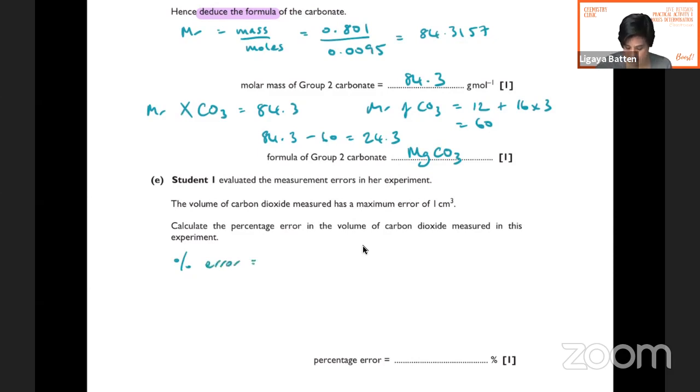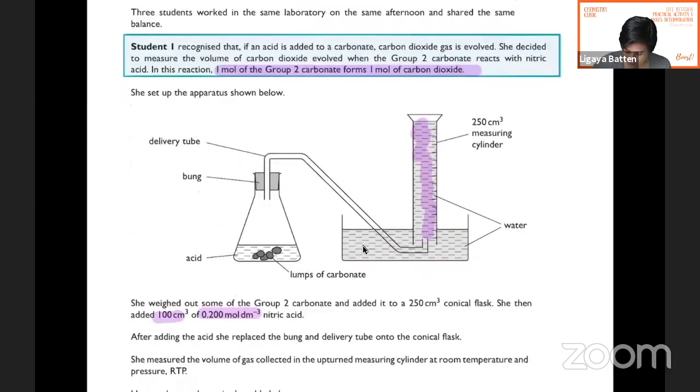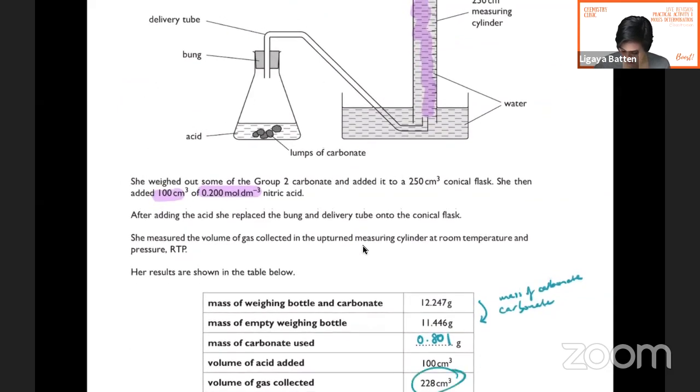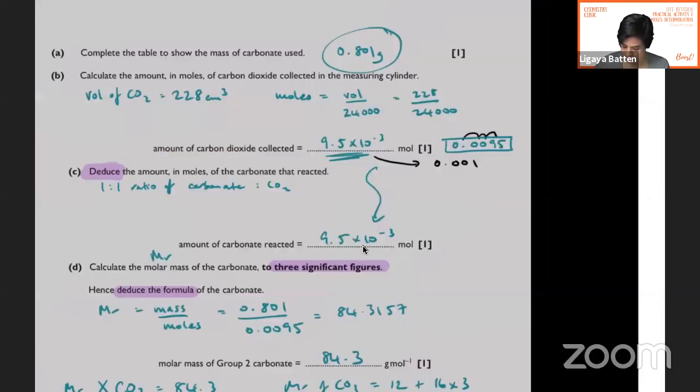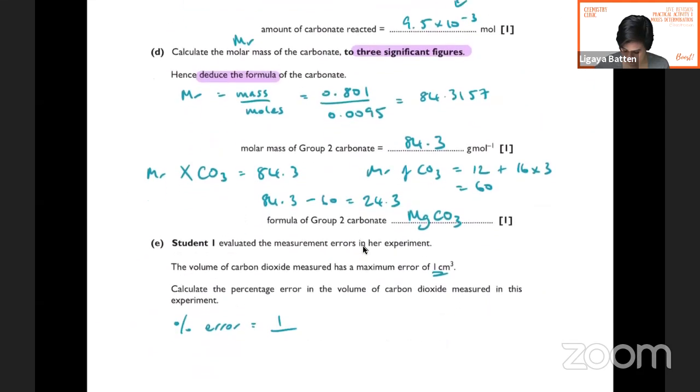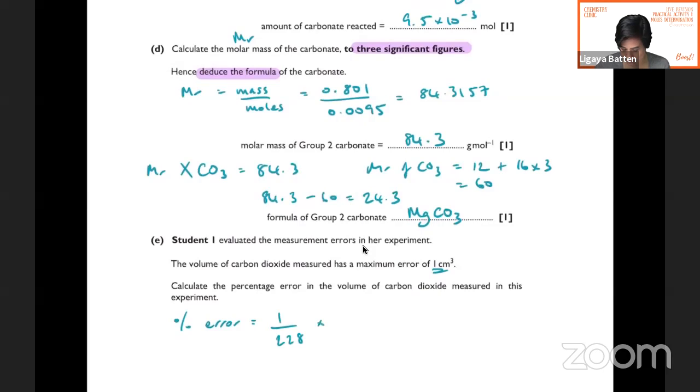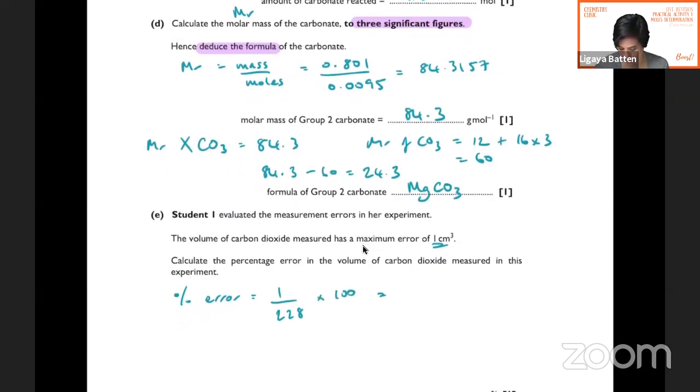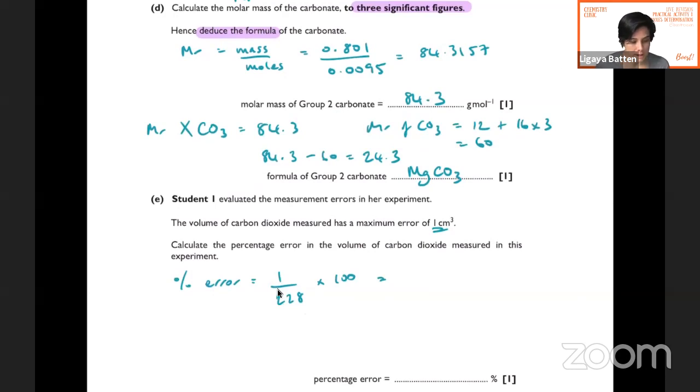So we want to use the error, which in this case is 1 from the question, divided by the amount that was measured using that piece of apparatus. So we need to go back to what the volume of carbon dioxide that was measured, which is here, the volume of gas collected, 228 centimeters cubed. So 1 divided by 228 times 100 gives us 0.43859. And so I'm going to again do that to 2 decimal places. So 0.44 is my percentage error.